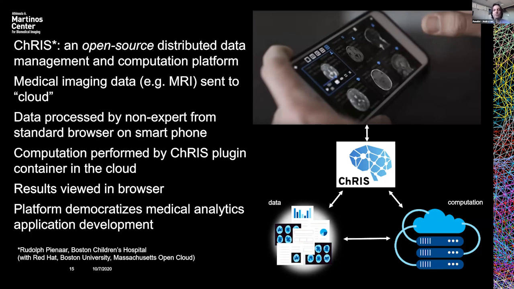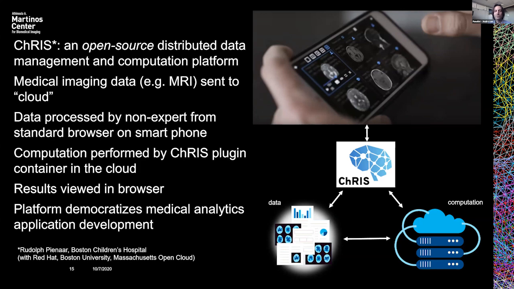So CRIS is an open source distributed data management computation platform. It runs on a server at a hospital or a university or government lab, and it manages data that's sent to it. So one of these accessible MRI machines, for example, could send data to the cloud. CRIS then stores the data, and the data can be accessed using a standard browser on a smartphone, as shown here on the top right-hand side. The smartphone doesn't have any special software, it's just a normal browser. The non-expert user can look at the data and initiate processes on the data.